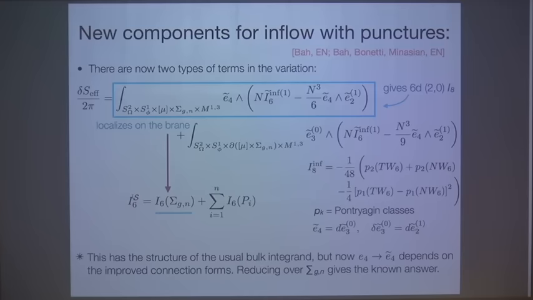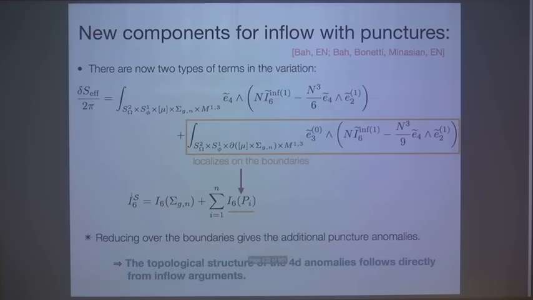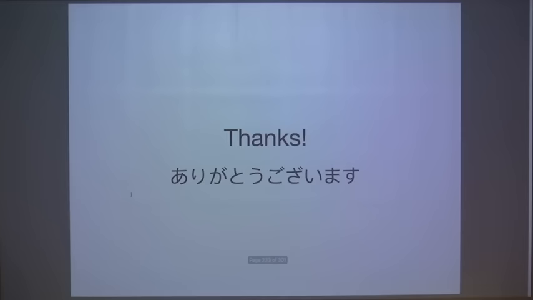So then in the variation of the action, there are 2 types of terms that contribute. The first localizes on the branes, and this gives the normal 6D (2,0) 8-form anomaly polynomial, except now the integrand depends on the full improved connection forms, and then reducing over the Riemann surface gives the known answer. Now there is an additional term which localizes on the boundaries, and reducing over the boundaries gives the additional puncture anomalies. So in summary, the topological structure of the 4D anomalies follows directly from inflow arguments. Thank you.